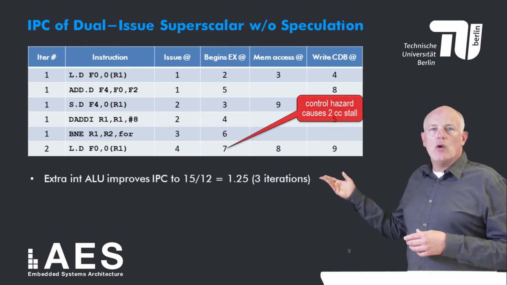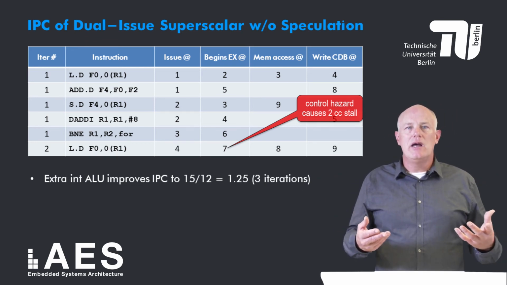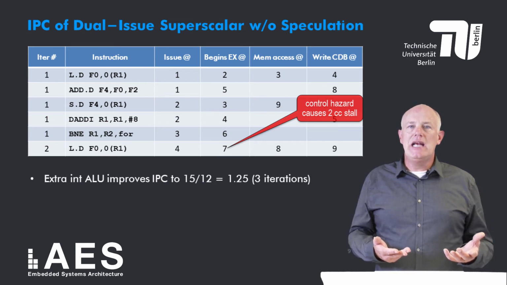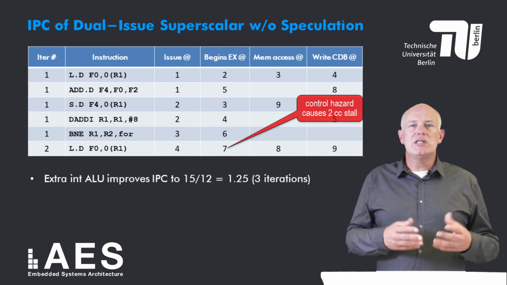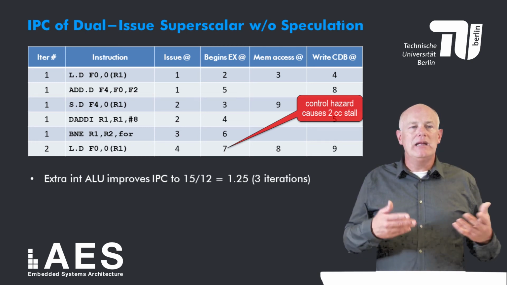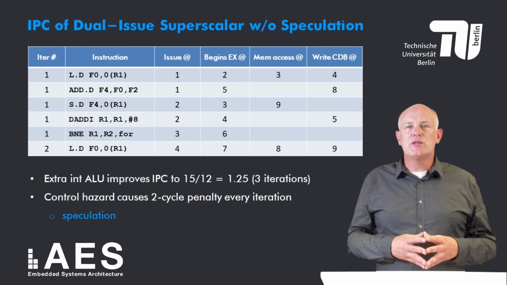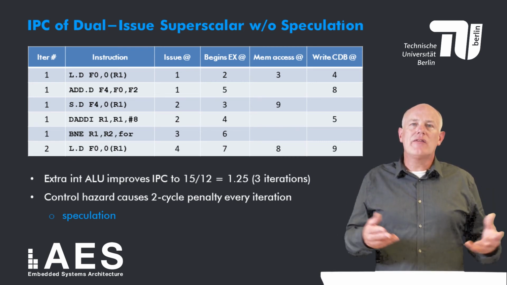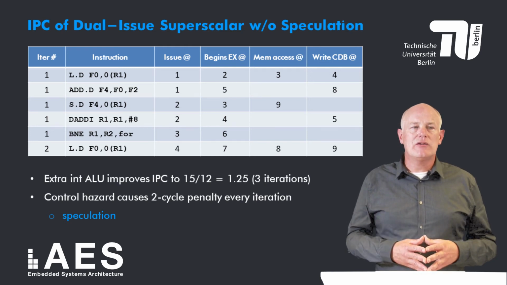However, there is also a 2-cycle penalty every iteration because of the control hazard. Because we perform no speculation, the load cannot start executing in clock cycle 5, but must wait for the preceding branch to complete in clock cycle 6. Exactly this is the motivation for speculation, where we start executing the predicted instruction before knowing if the prediction was correct or not.